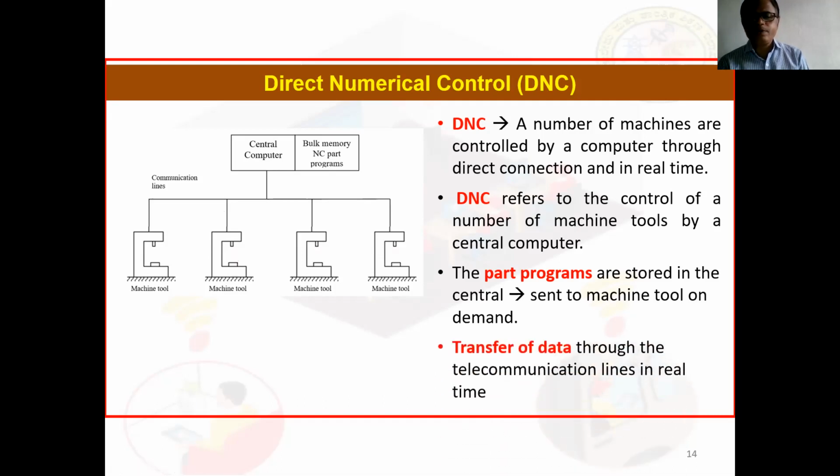Then there is a transfer of data. This is important. Without transfer of data, there is no machining activity taking place. So transfer of data takes place through the telecommunication lines. We have shown communication lines here. This is the telecommunication line. So transfer of data takes place in real time.